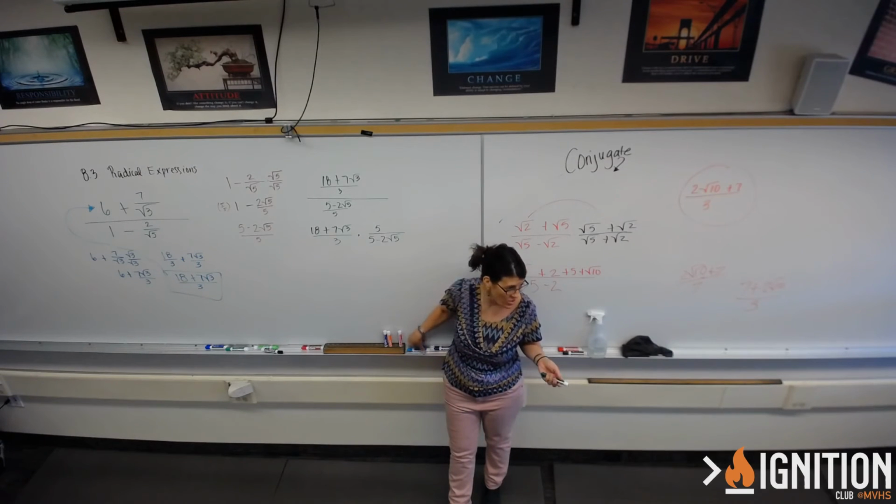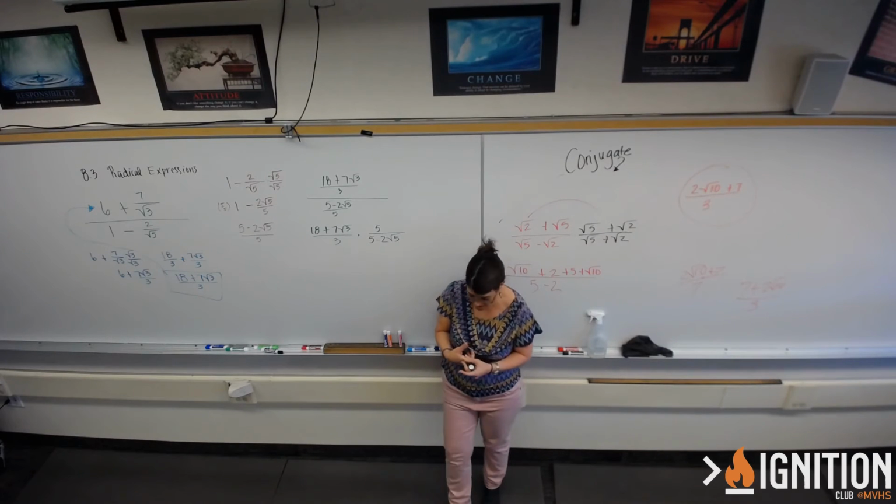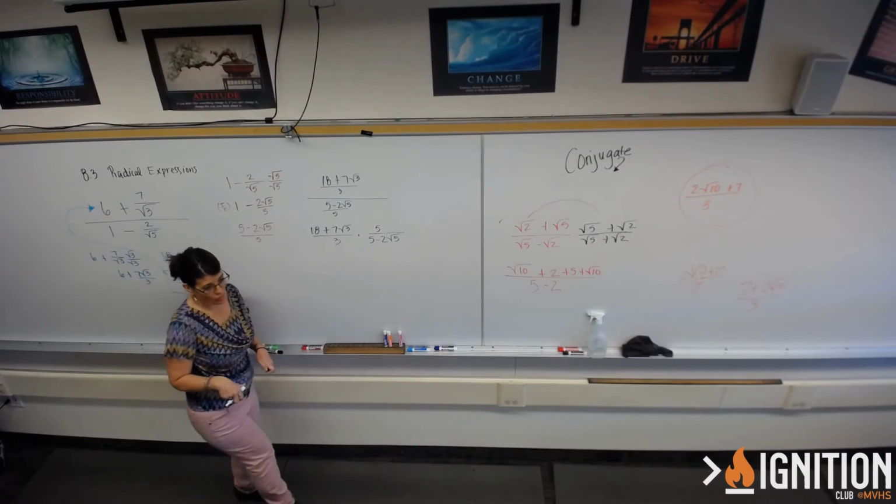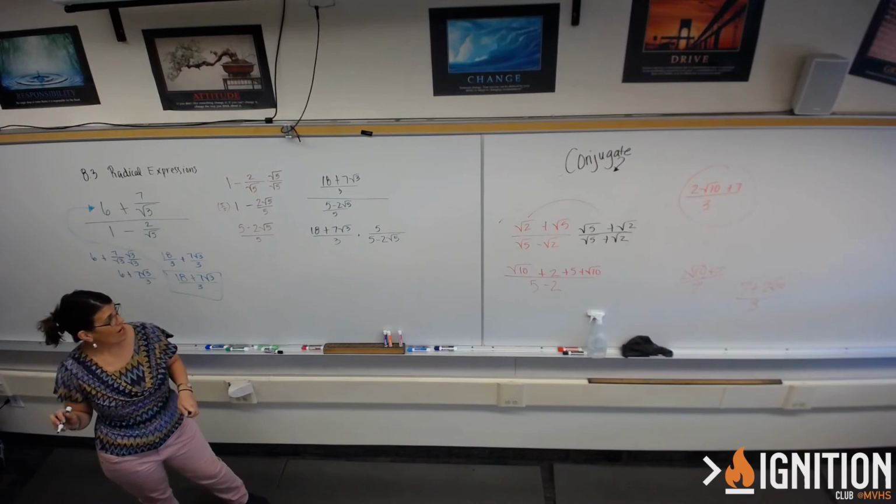There's no right or wrong answer to this question. Okay, Corey says yes, he wants to distribute. There's no right or wrong answer. Do you want me to distribute the numerator as well? Yeah. All right, 18 times 5.